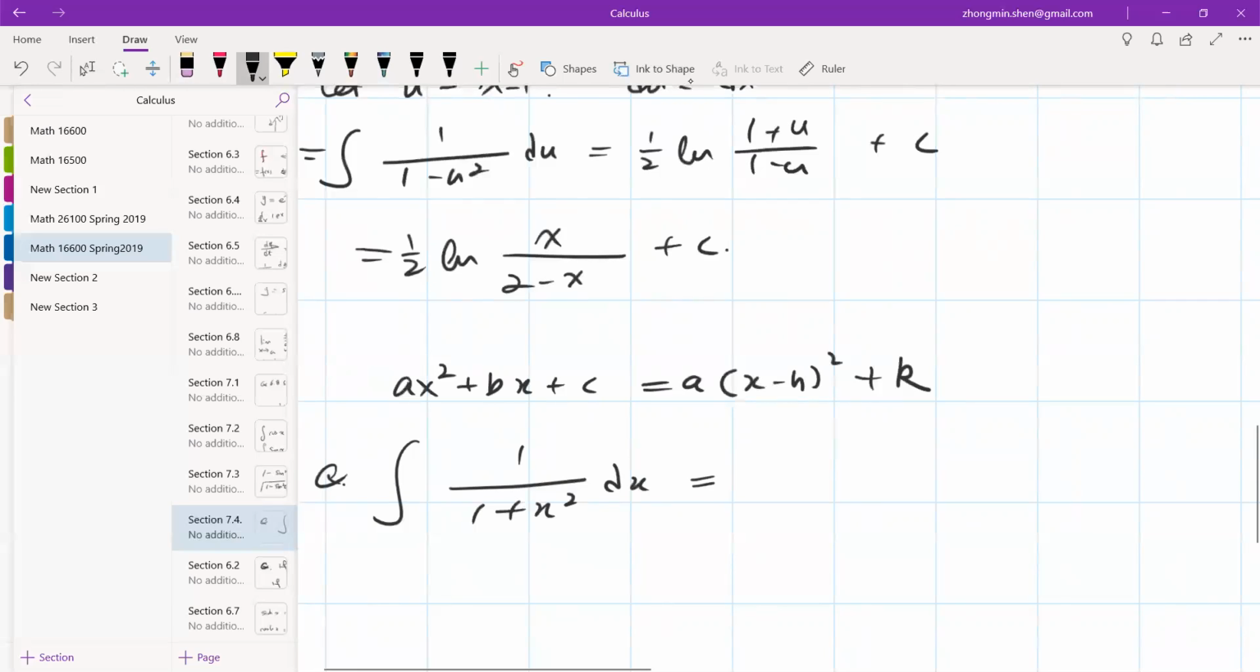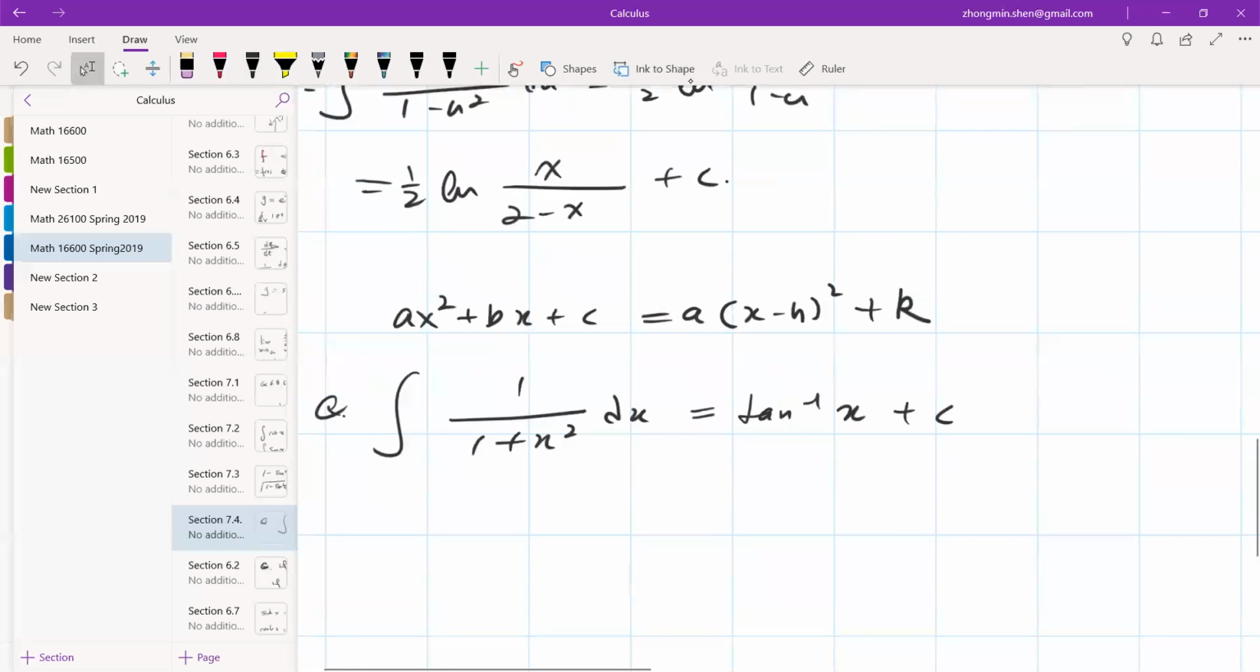arctangent. No, just not hyperbolic. 1 over 1 minus x squared is the inverse of hyperbolic tangent. This is the inverse of tangent x. Okay. So now, you cannot make any change there.